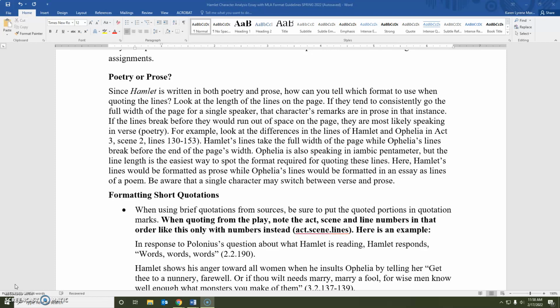Is it in iambic pentameter, which is a commonly used method that Shakespeare uses when he is writing poetry? So you might look for that if you're not sure. Truthfully, if you cite your lines like they are verse, I will not count off for that, so you're welcome to do that because it can be hard to tell.